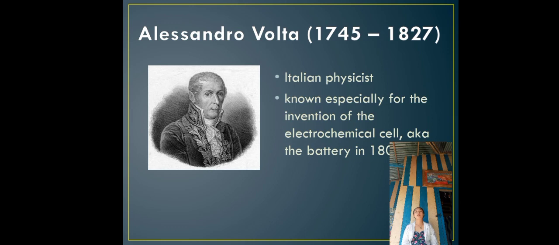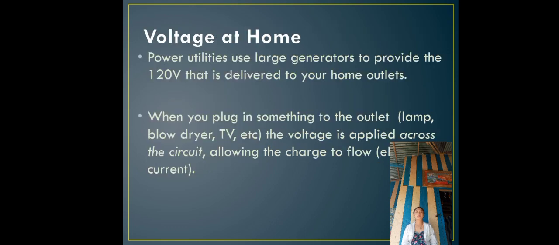So let's take for example the voltages at our home. Power utilities use large generators to provide the 120 volts that is delivered to your home outlets. So when you plug in something to the outlet, like for example a lamp, blow dryer, TV, cell phone, etc., the voltage is applied across the circuit, allowing that charge to flow. So remember, the voltage is the reason why the electricity is flowing.